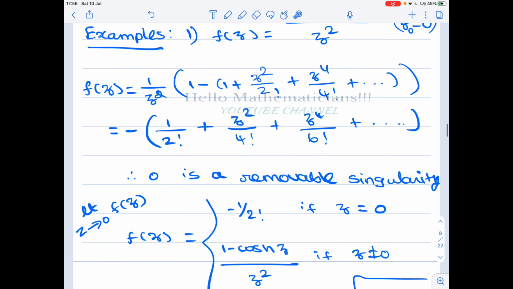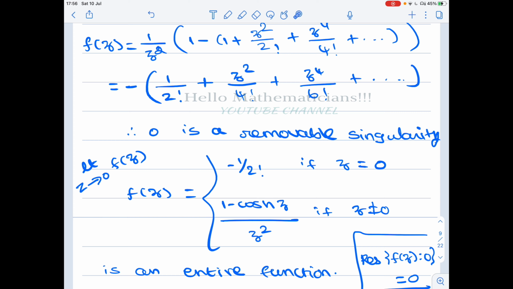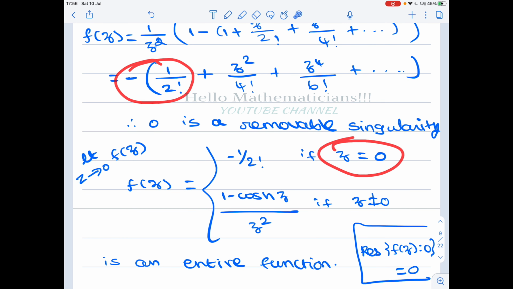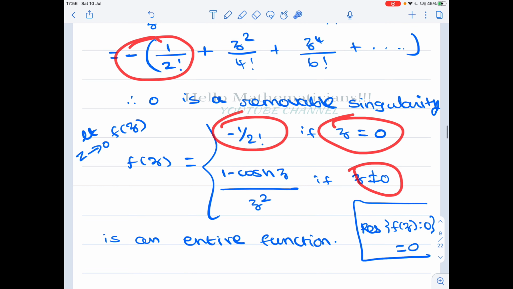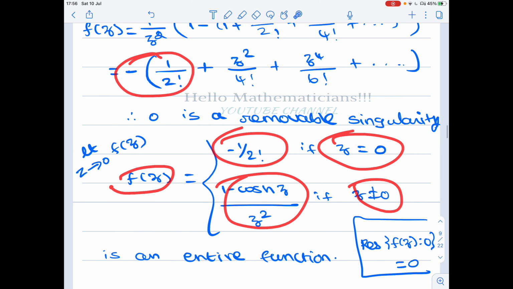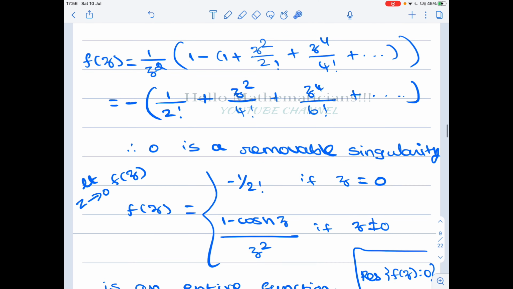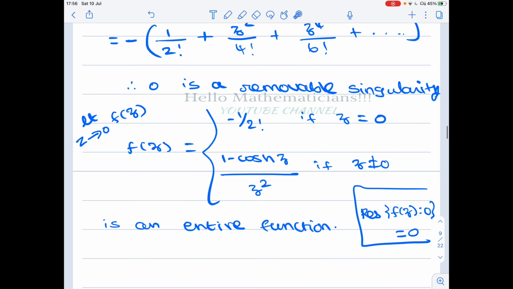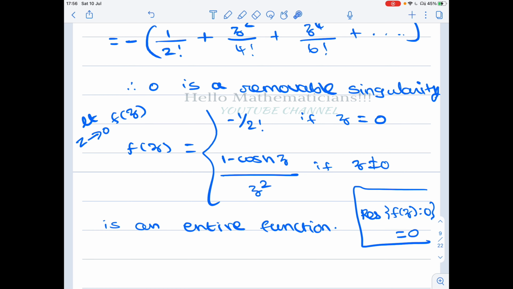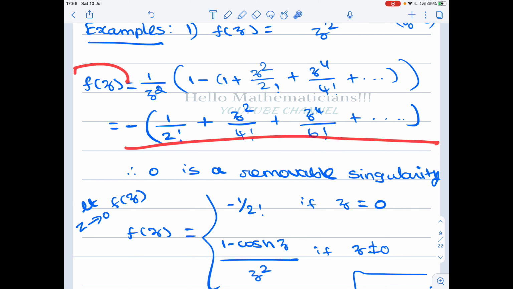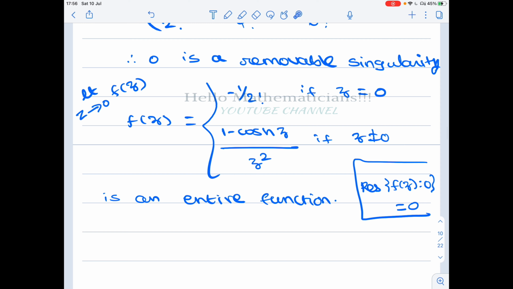Let's continue. Since it is a removable singularity and the limit as z tends to 0 of f(z) is −1/2!, if you define the value at z = 0 to be −1/2! and keep the function as it is for z not equal to 0, this will be an entire function. The only singularity is 0, and we defined it suitably to make it entire. By definition, the coefficient of 1/z is the residue of f(z) at 0, but there is no 1/z term in the Laurent series expansion of f(z). Therefore the residue at 0 is 0.